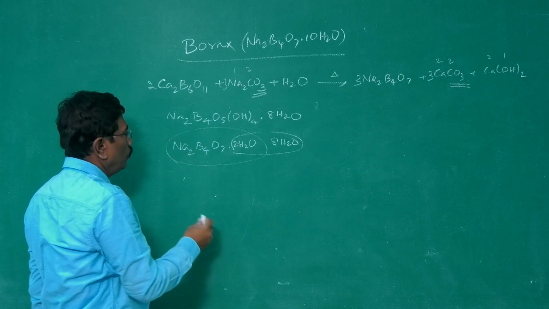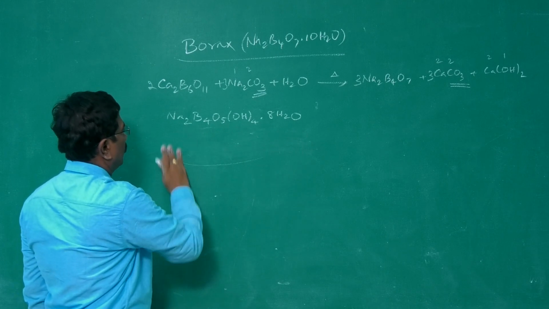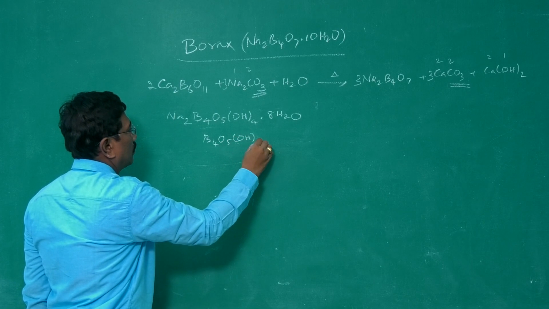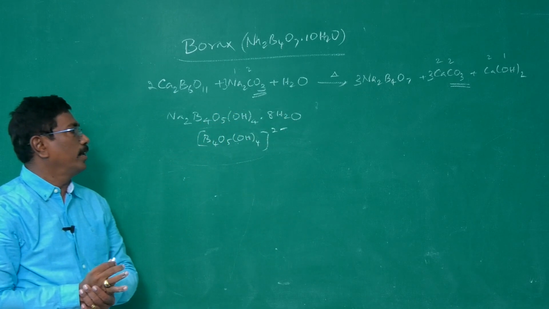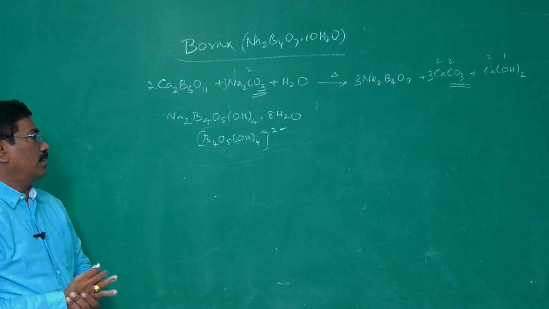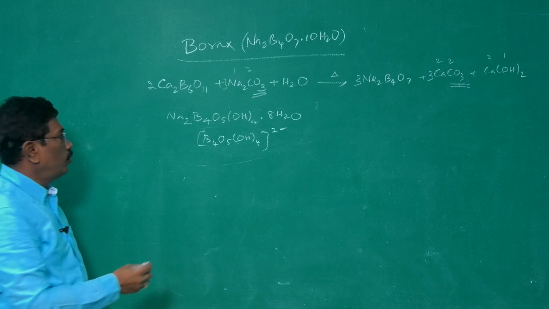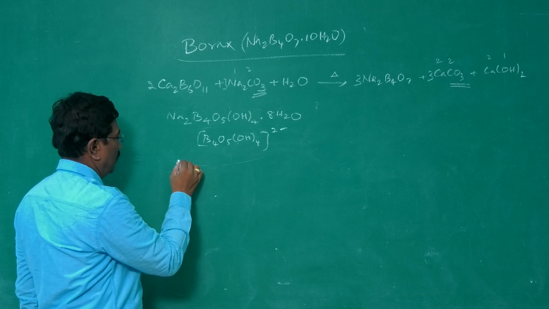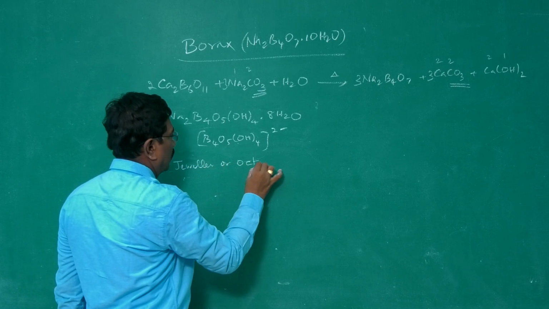So it may also exist in the form of the [B4O5(OH)4]2- unit, the tetranuclear unit we say. And it is said to be prismatic borax. If it is like this, it is said to be prismatic borax. It is also available in the form of Zweller or octahedral borax.